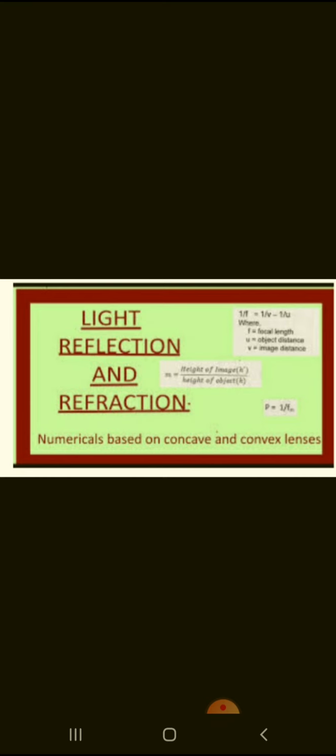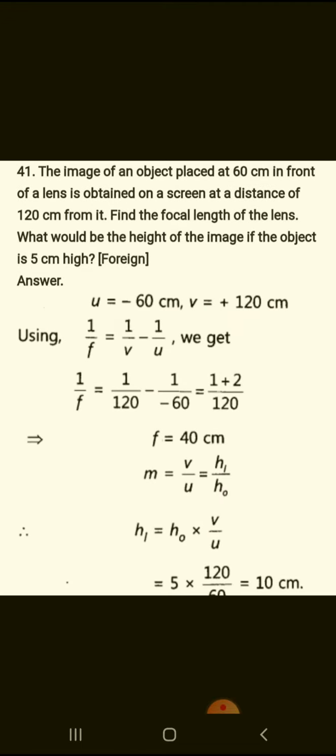Today we will discuss some numericals based on the chapter Light, Reflection and Refraction. So, here we are going to start. I am taking the first question: the image of an object placed at 60 centimeter in front of the lens. Object is placed at a distance of 60 centimeter.